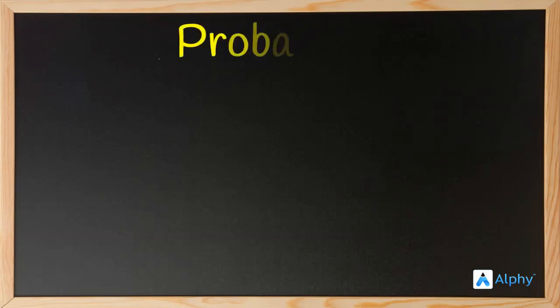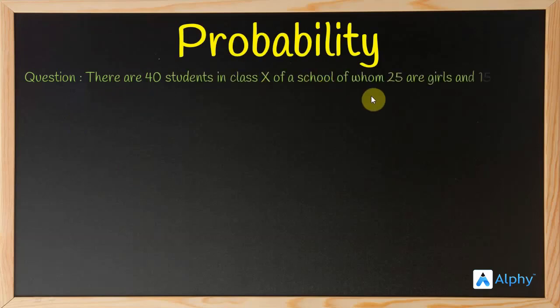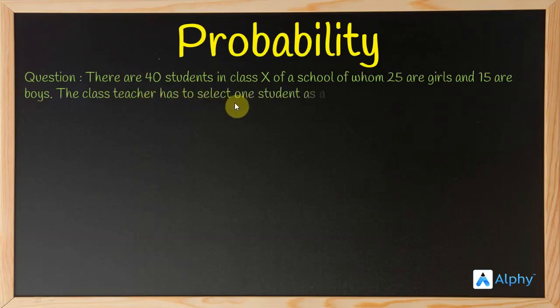This is a video on probability. In this video, we will be discussing a question which says there are 40 students in class 10th of a school, of whom 25 are girls and 15 are boys. The class teacher has to select one student as a class representative.